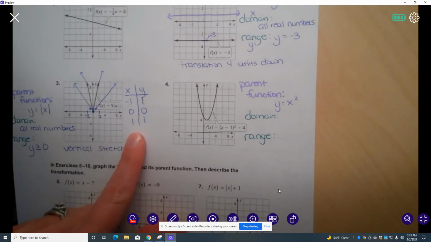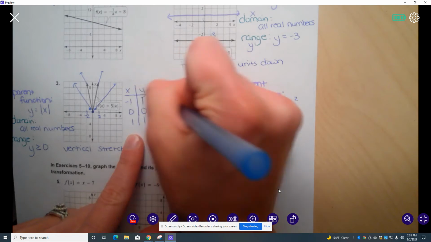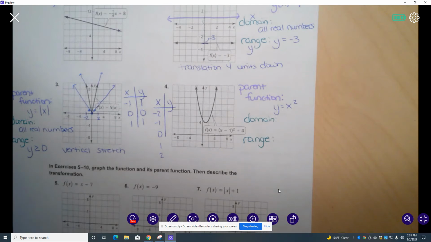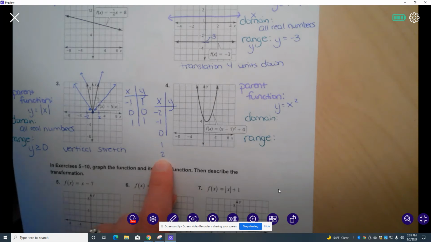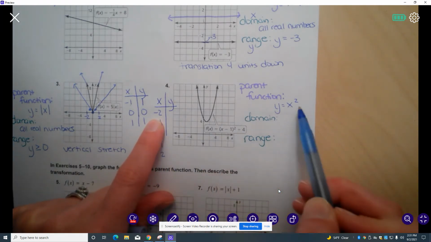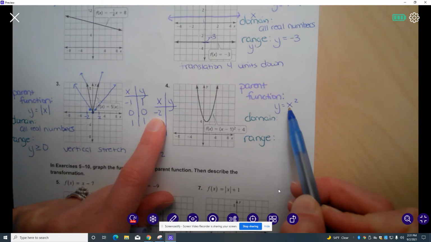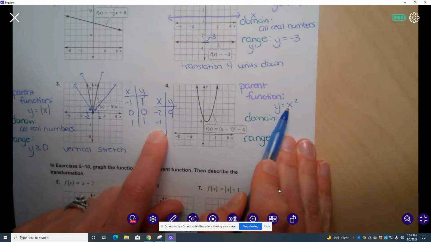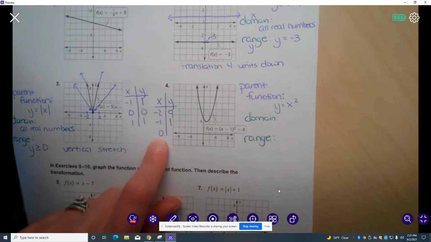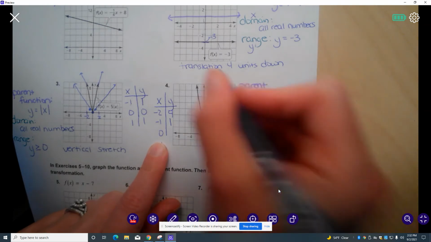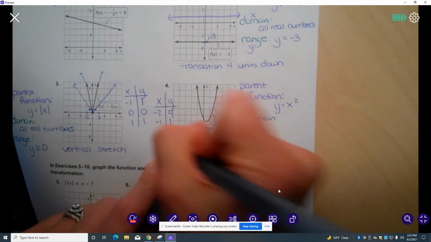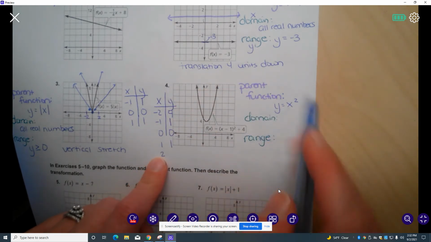If you need help graphing, again, you can always create a little XY table to just get some points that you can graph. So I chose some negative and positive values. If I plug in -2 for x, -2 squared is positive 4. If I plug in -1, -1 squared is positive 1. If I plug in 0, 0 squared is 0. If I plug in 1, 1 squared is 1. And if I plug in 2, 2 squared is 4.